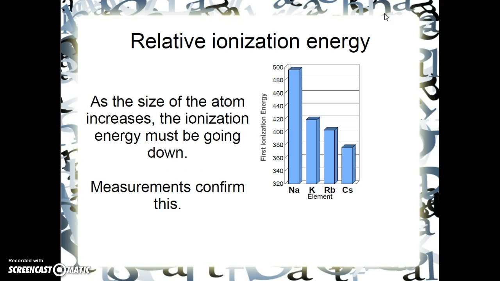So as the size of the atom increases, the energy needed to pull the electrons away, the ionization energy, must be decreasing, as we can see as we go from sodium to potassium to rubidium to cesium. The measured ionization energy goes down from almost 500 to less than 380. Measurements, therefore, confirm our understanding from the reactions with water.